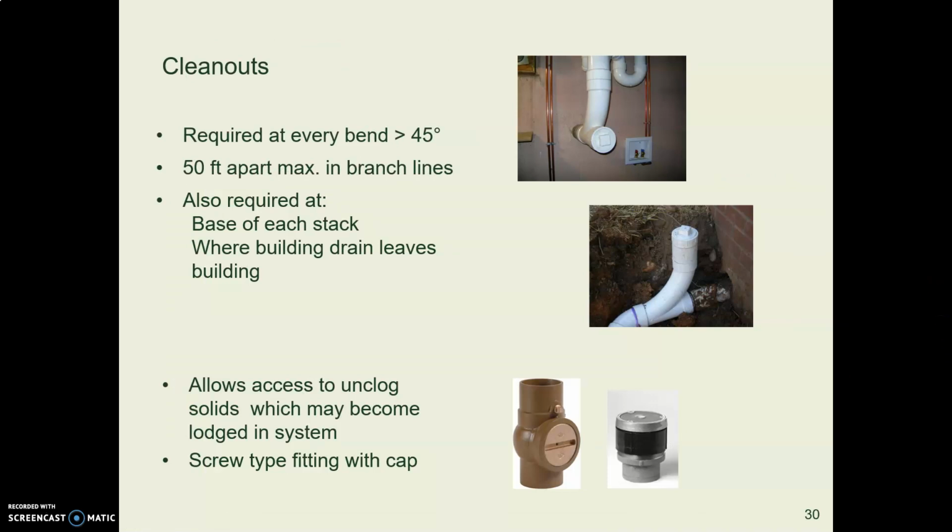And then our houses are required to have clean-outs every so many feet apart, and every time there is a bend greater than 45 degrees. And a clean out is a cap that you can unscrew and clean out any gunk that's clogging. So there's your wastewater system.